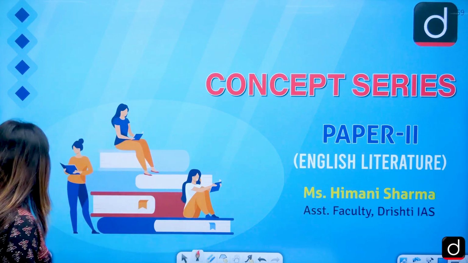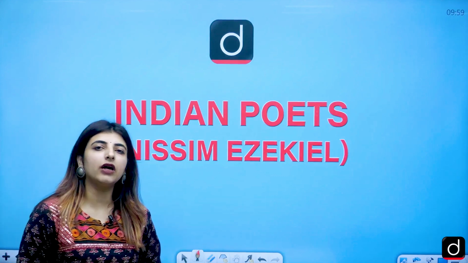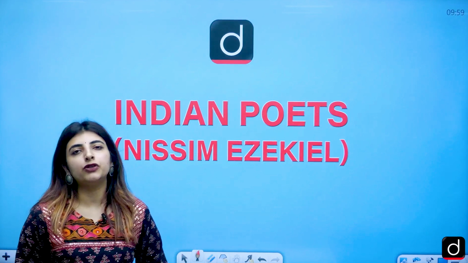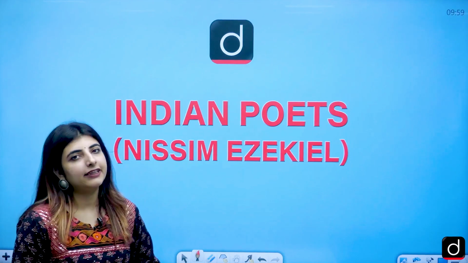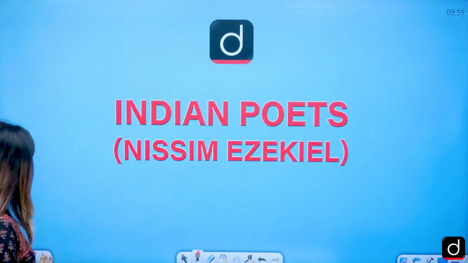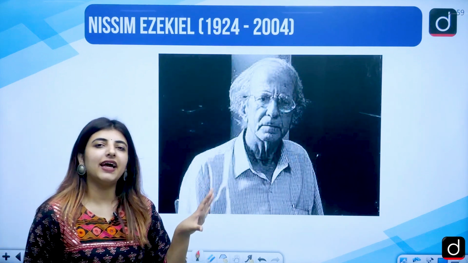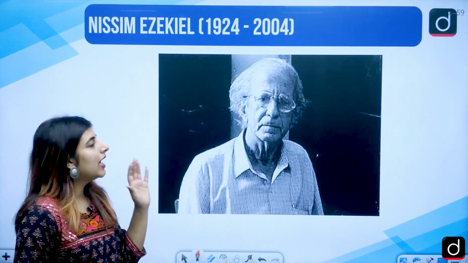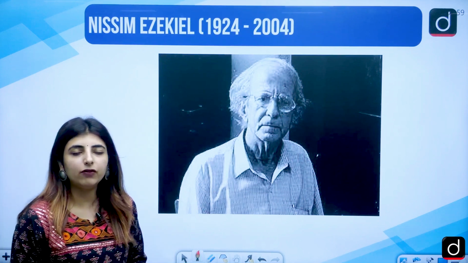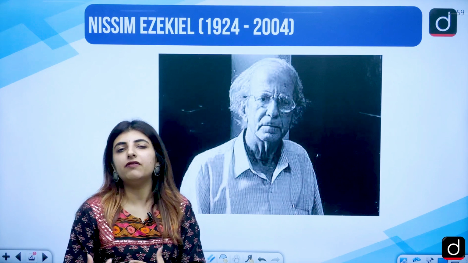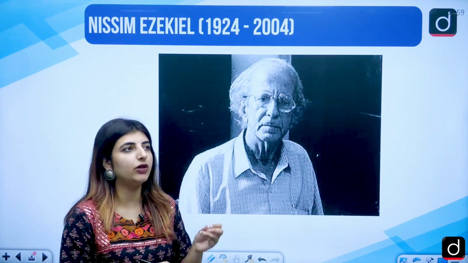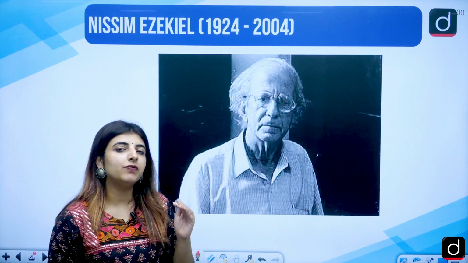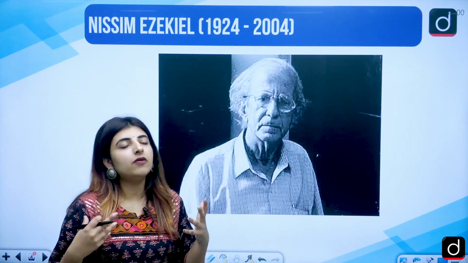So let's just see. The writer we are going to cover in today's Paper-II English Literature, the poet that we are going to talk about is none other than Nissim Ezekiel, right? So first of all, as always, I have an image of him right in front of all of us, and let's just see when he was born, where he was born, what kind of themes we can particularly see in his poetry, what his writing style is, and if there are any questions which are asked from this particular writer, what are those, right?